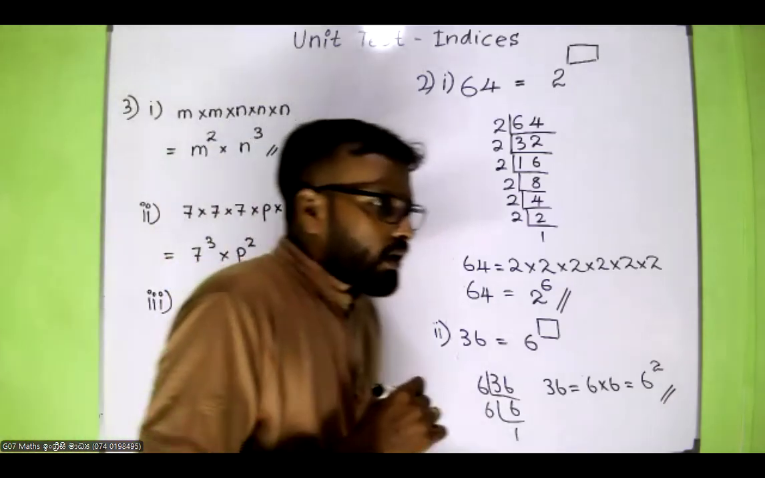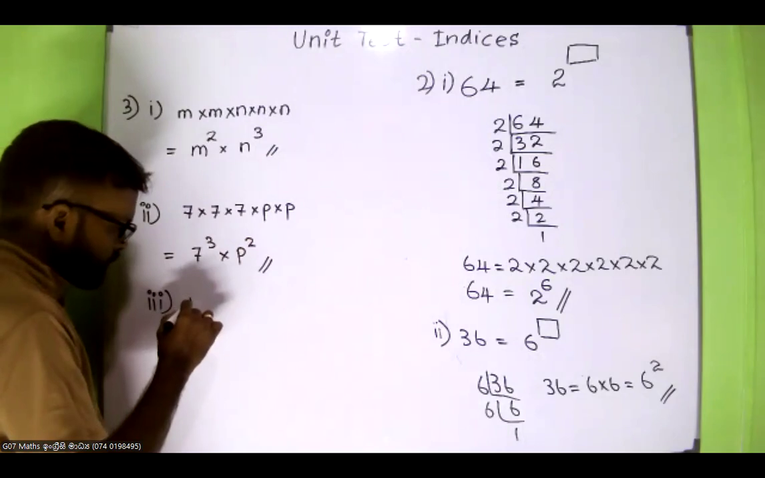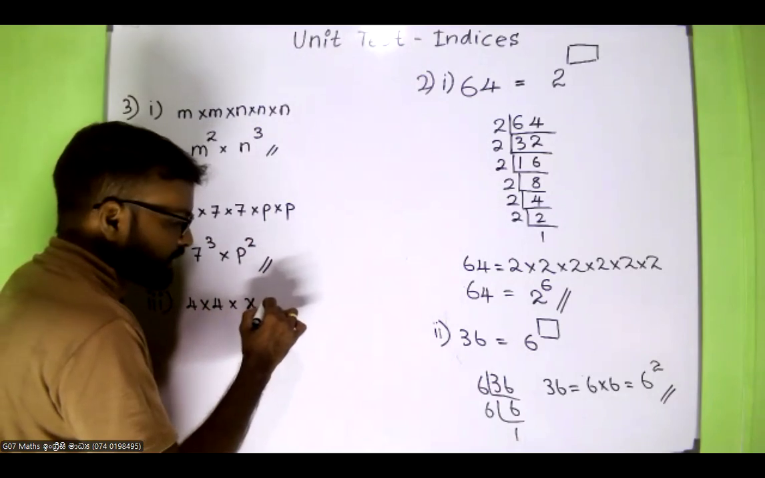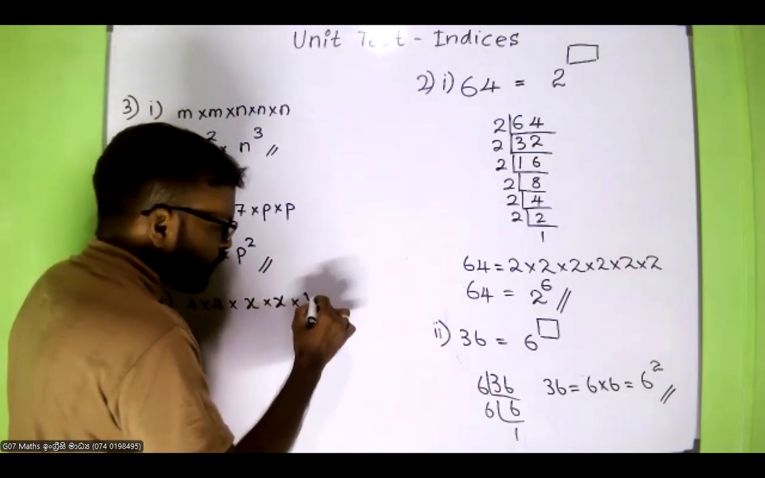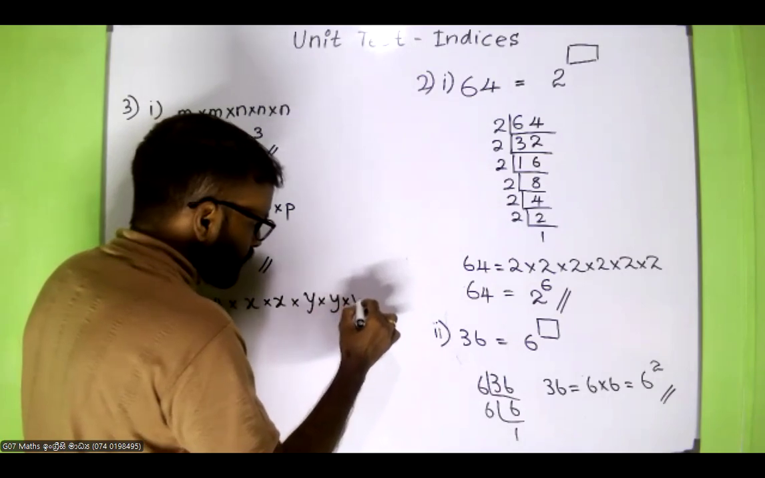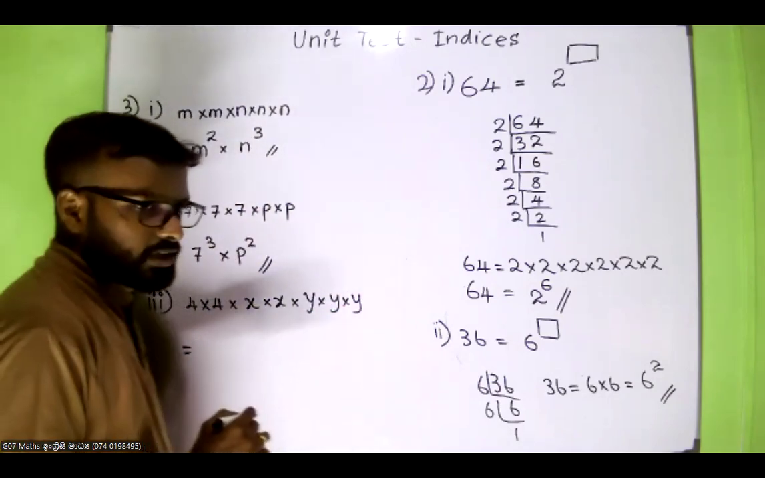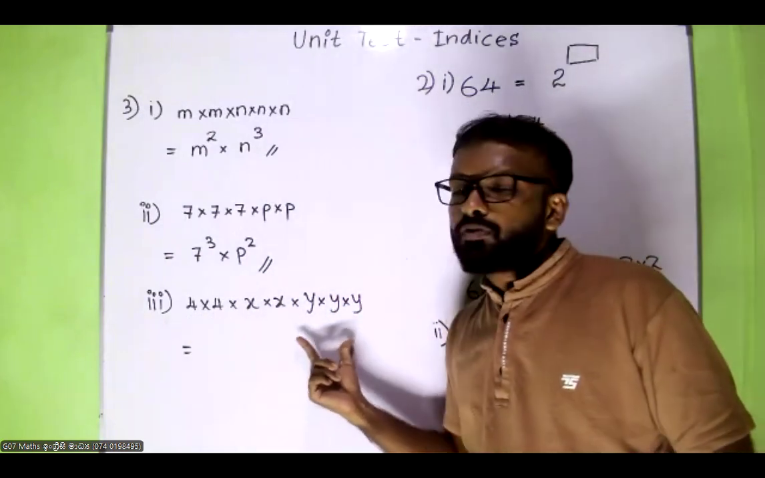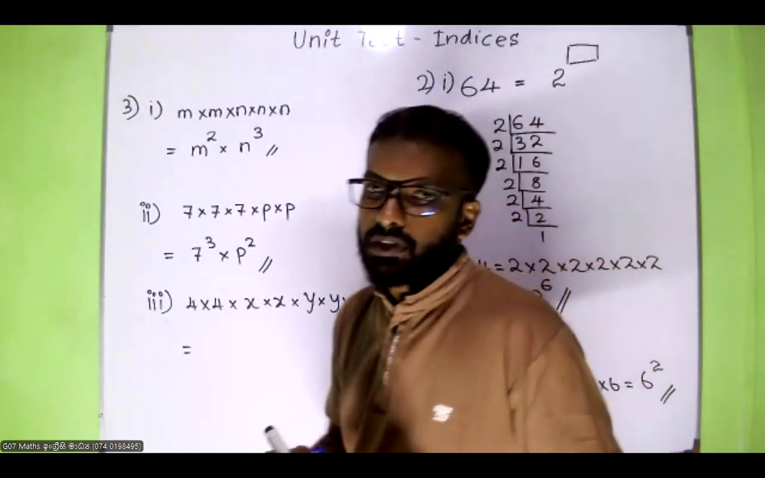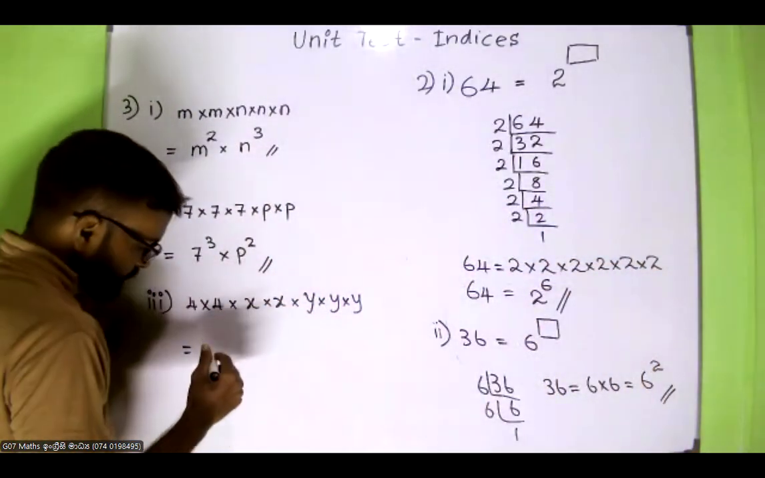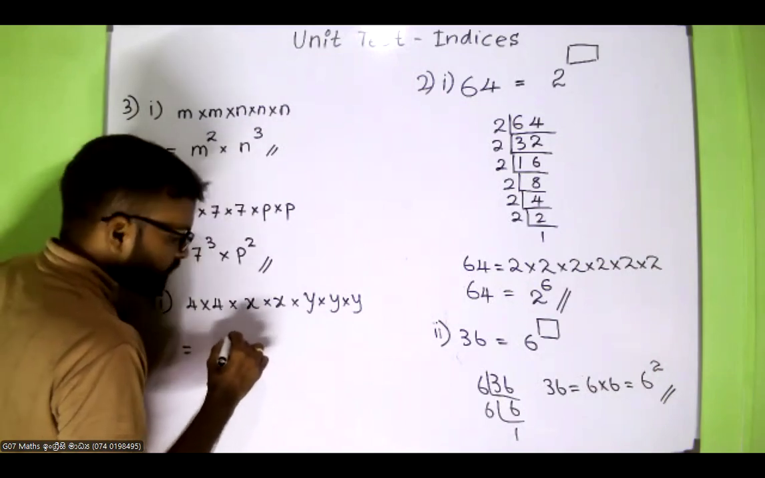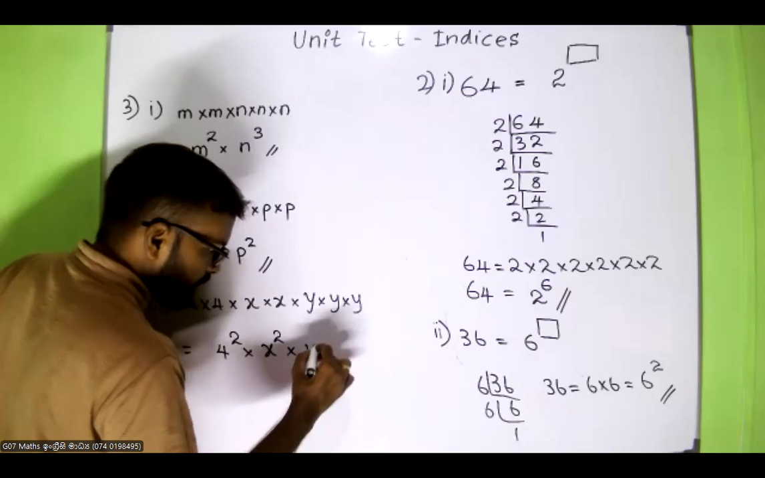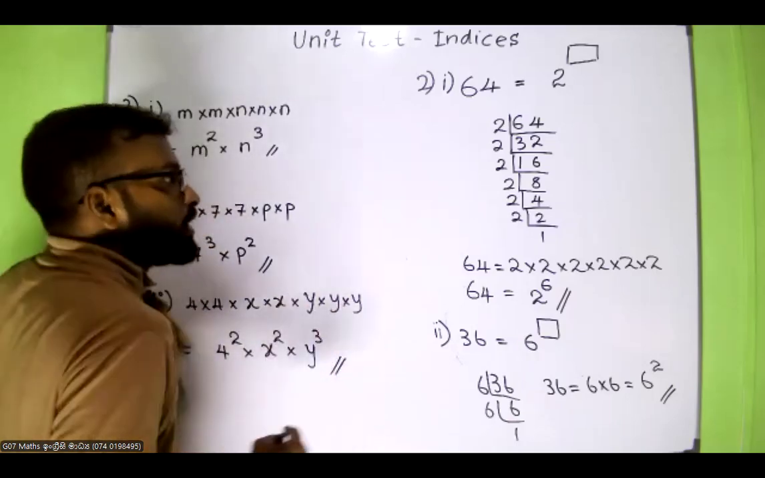Third one. 4 times 4, X times X, Y times Y times Y. This question goes to Seroli. So there are 3 types of bases. How do you write this? Tell me and I will write. 4 to the power 2 multiplied by x to the power 2 multiplied by y to the power 3. Super. Great.